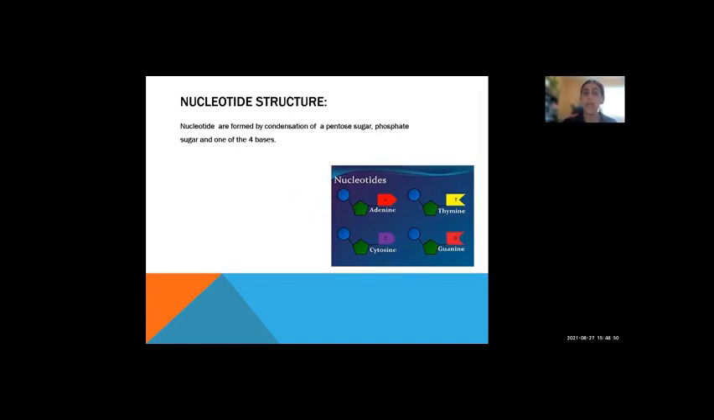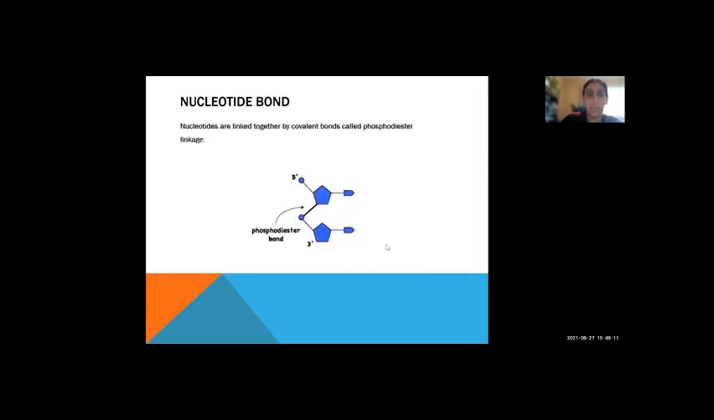Nucleotides are formed by condensation of a pentose sugar, a phosphate group, and one of the 4 bases. So just take a look at this picture right here. These are different types of nucleotides. What differentiates them is the base that is going to be bonded with them. We have adenine, we have thymine, guanine, and cytosine.